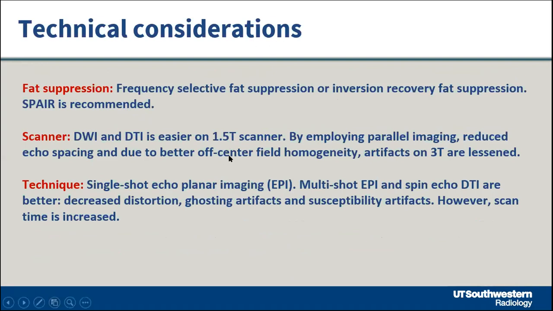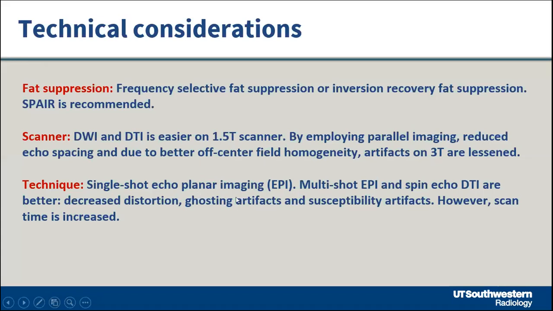Scanner, it's easier to do on 1.5T imaging, but by employing parallel imaging and reduced echo spacing, which reduces your noise, and with better off-center field homogeneity on newer 3T scanners, the artifacts are lessened. So we do both DWI and DTI on 1.5T as well as 3T. They work out pretty good.